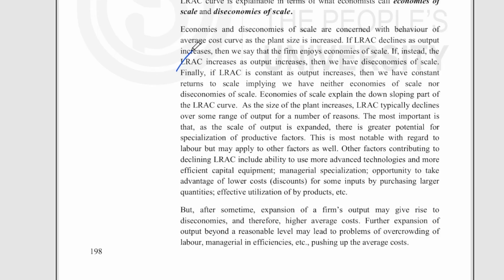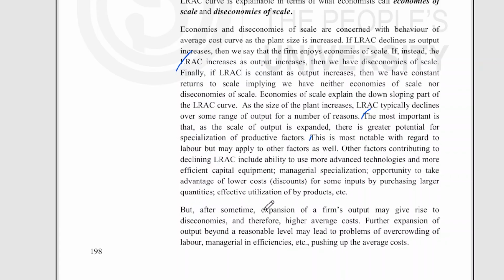Hope you understood. And finally, if LRAC is constant as output increases, then we have constant returns to scale, implying we have neither economies of scale nor diseconomies of scale. Economies of scale explain the down-sloping part of the LRAC curve. As the size of the plant increases, LRAC typically declines over some range of output for a number of reasons. The most important is that as the scale of output is expanded, there is greater potential for specialization of productive factors. This is most notable with regard to labor, but may apply to other factors as well.